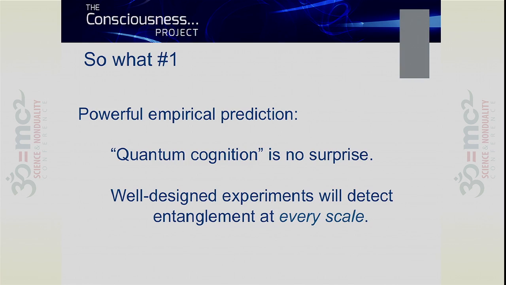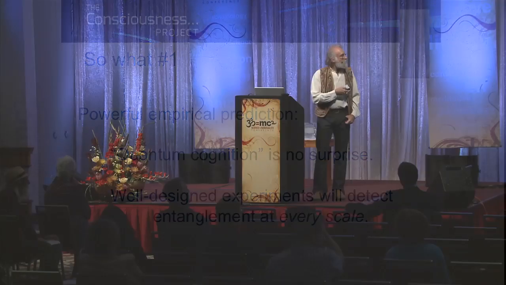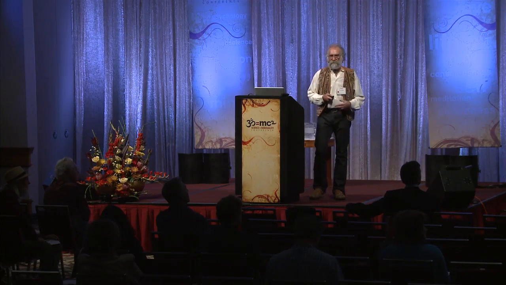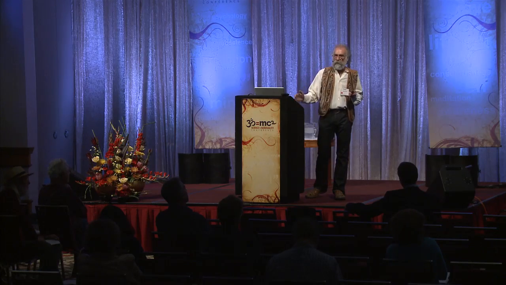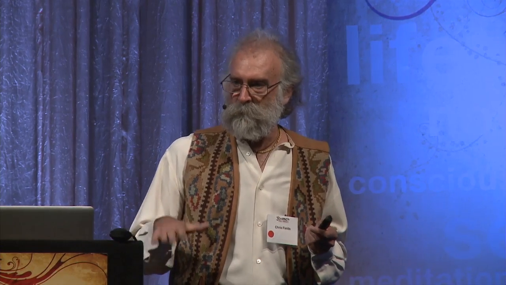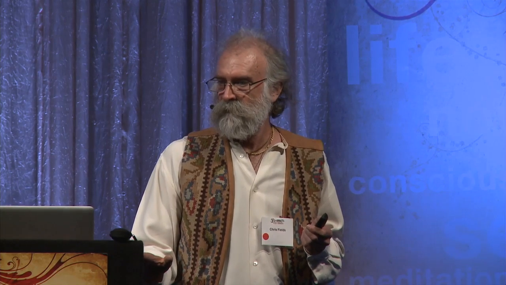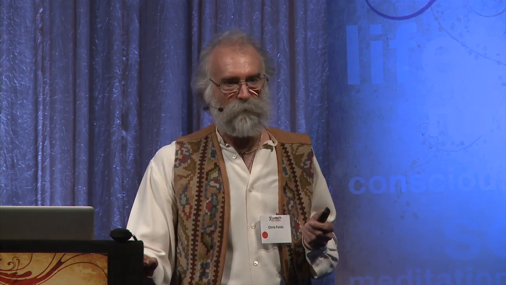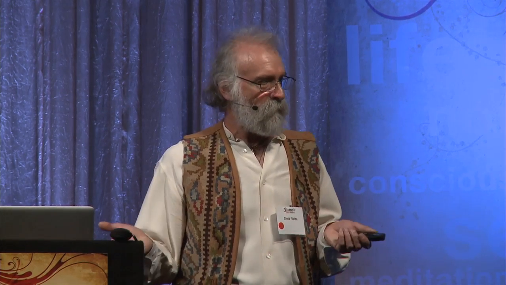Okay? So here's so what number one. This makes a powerful empirical prediction. And this is, in fact, the prediction that quantum theory has been trying to get us to take seriously for 80 years. It's entanglement is everywhere. Every experiment at any scale that's designed well enough should detect entanglement. So it's no surprise that over the last 5 years, we've been getting more and more and more evidence that you can only understand human cognition in quantum mechanical terms. And there are now dozens of beautiful experiments, but the simple one, which you may have heard of, is the pet fish experiment.